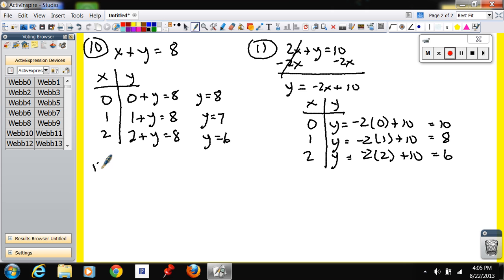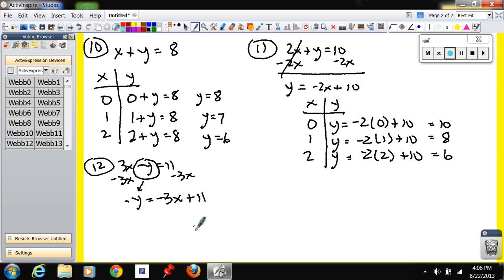Number 12. Number 12, you have 3x minus y equals 11. Again, I would probably subtract my 3x just to get y by itself. So you would get negative y. This is still a negative y right there. Negative y equals negative 3x plus 11. And we should divide everything by negative 1 so that we don't have a negative in front of this y right here.